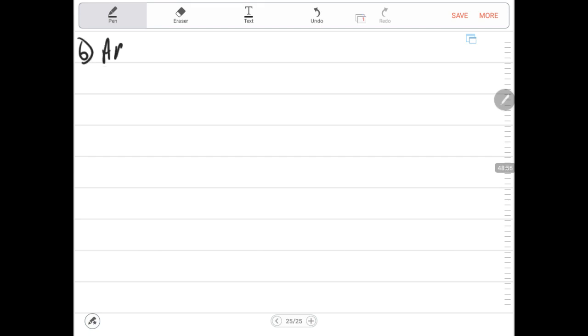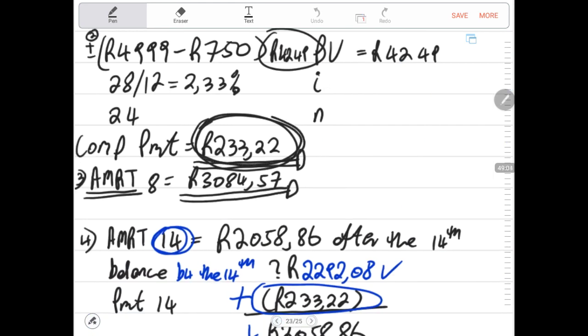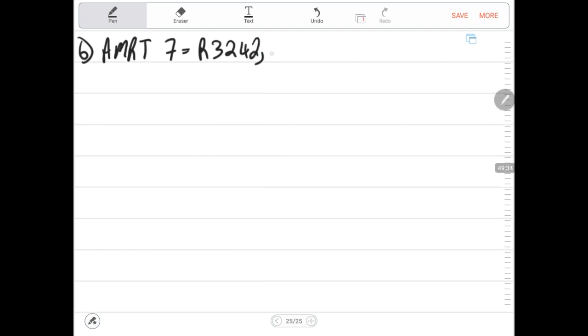In number 6, we deal with what we did previously. We just say amort 7. That's it. Why do we say amort 7? Because we did the PMT before. We're just repeating it because we lost the memory along the way of our calculation. Amort 7. How much do we get? Now again, our PMT is 233 on the screen, 0.22. We say amort. It says amort P1 equals 1. We scroll down. It says amort P2. Then we say 7. Enter. We scroll down again. We get 3,242 rand 14 cents.